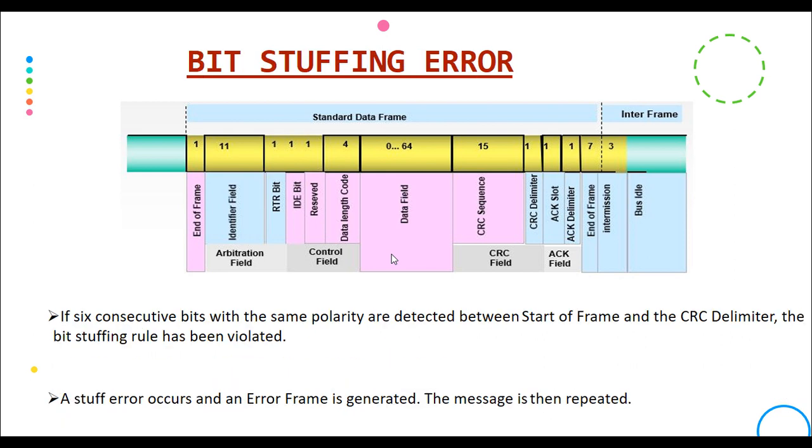Coming to the bit stuffing error, if 6 consecutive bits with the same polarity are detected between the start of the frame and the CRC delimiter, the bit stuffing rules have been violated. A stuff error occurs and an error frame is generated in this case, and again the message is retransmitted.